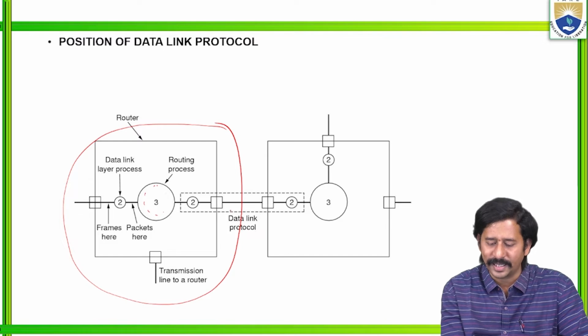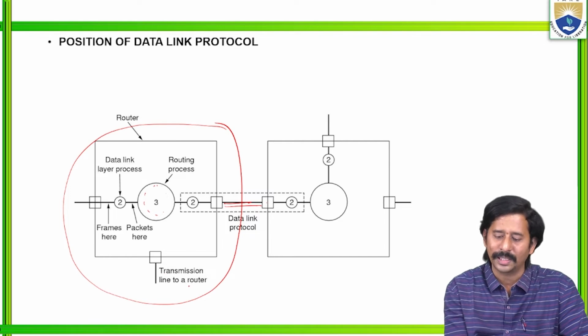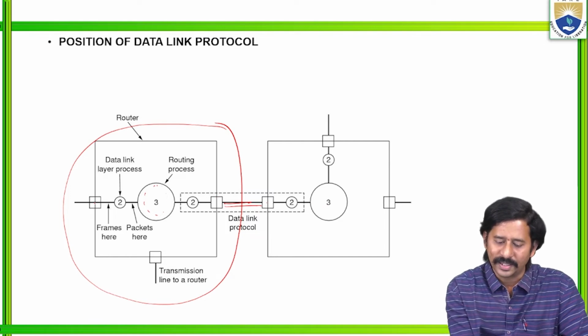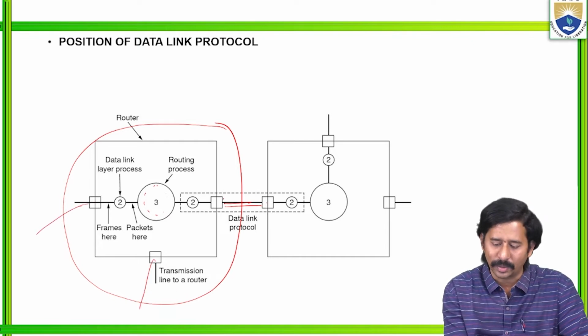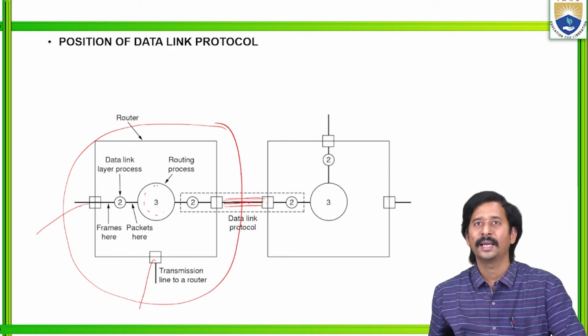See here, this is the data link protocol. Whatever data link protocol we are using, that is the data link protocol. Here again there is the physical layer, data link layer and network layer. This is one transmission line to this particular router, another transmission line to some other router, and so on. So this is the position of the data link protocol.